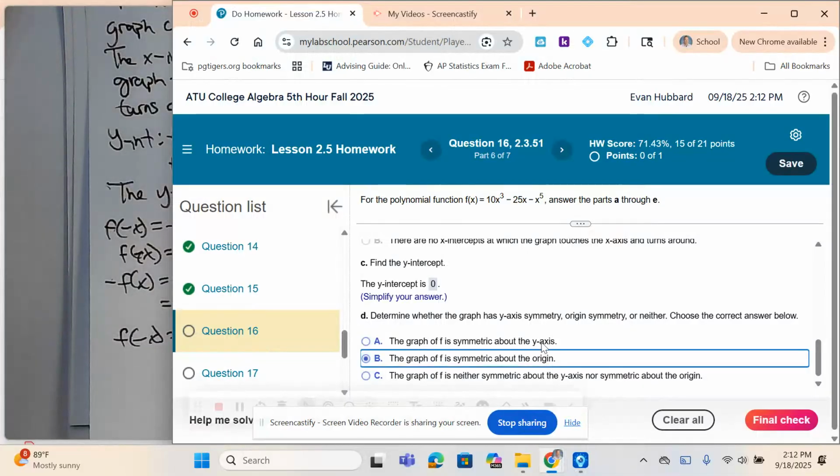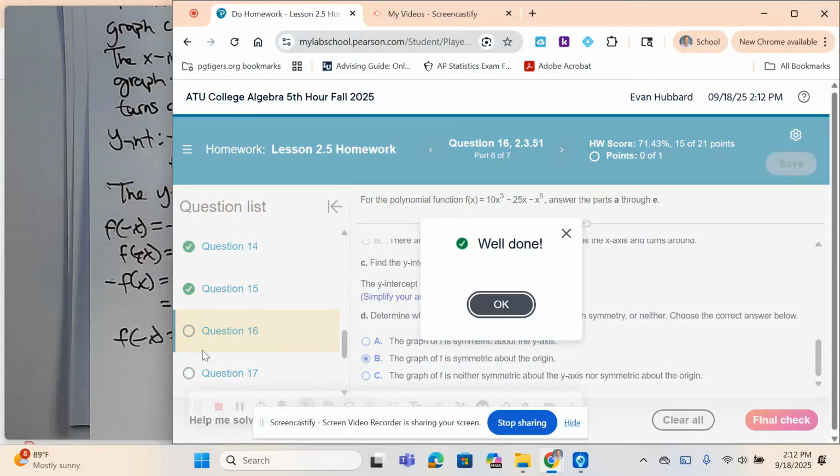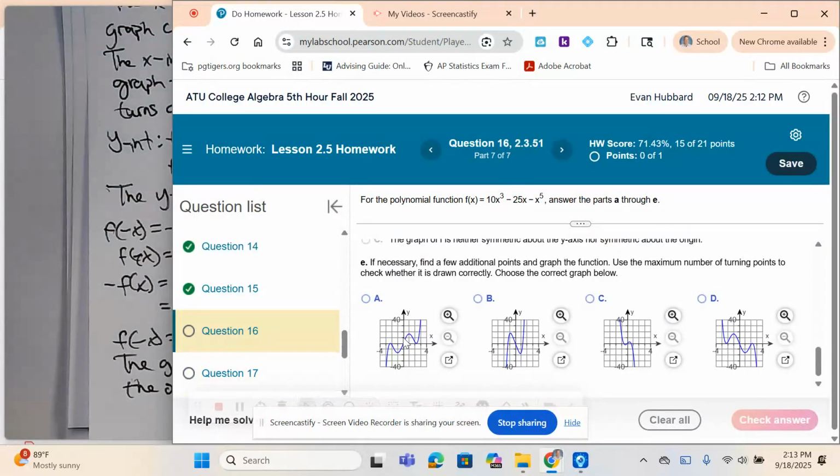So the graph of f. It touches at 0. It's got origin symmetry. It's got double roots at the negative square root of 5 and positive square root of 5. And it rises to the left and falls to the right. So it's going to be this one.